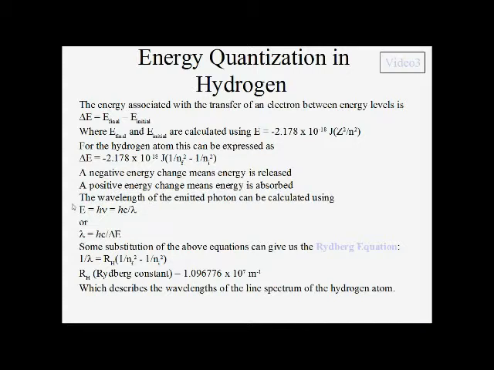Once we have the energy, the wavelength of the photon being absorbed or emitted is, of course, E equals h nu, or hc over lambda. We can get the wavelength by rearranging this equation. We get lambda is hc over E.